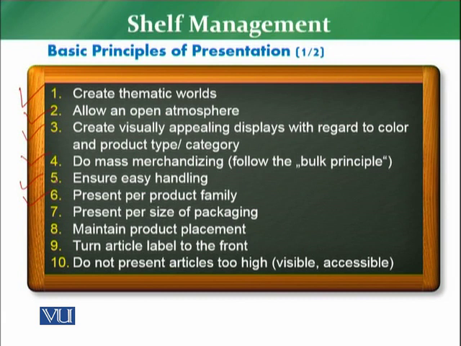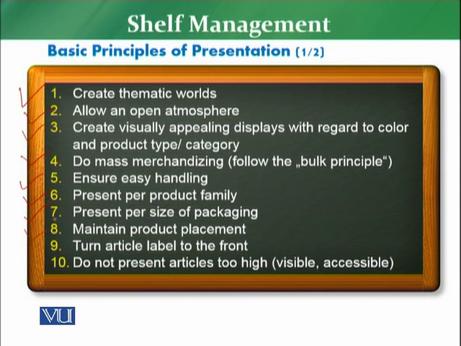For example, tea has to be displayed with tea, coffee has to be displayed with coffee category, or tea and coffee together as a family. Not, for example, detergents with tea or detergents with coffee. So the product has to be presented in the product family. The product has to be presented in the proper packaging segment.